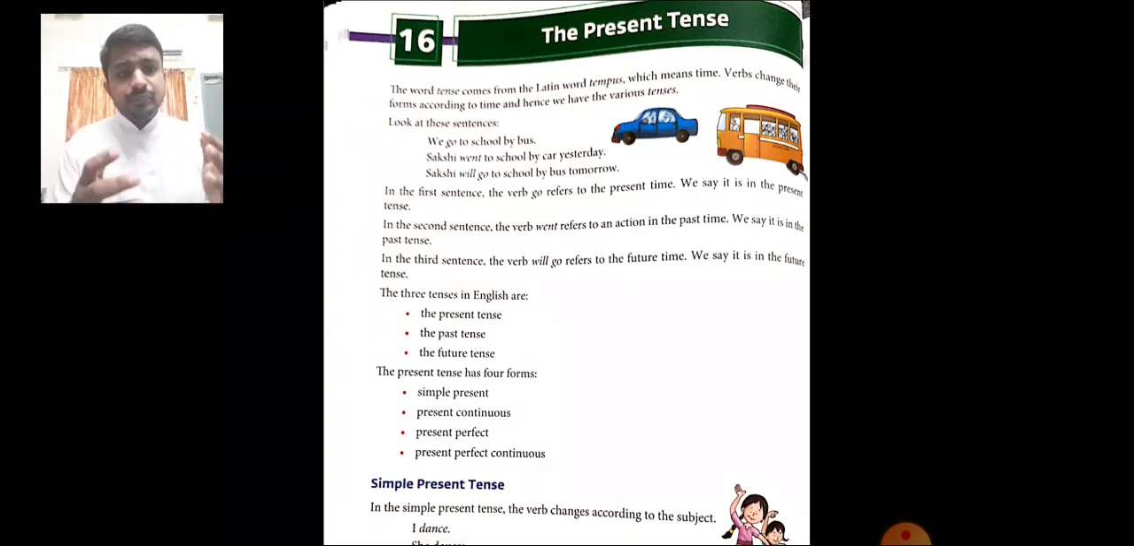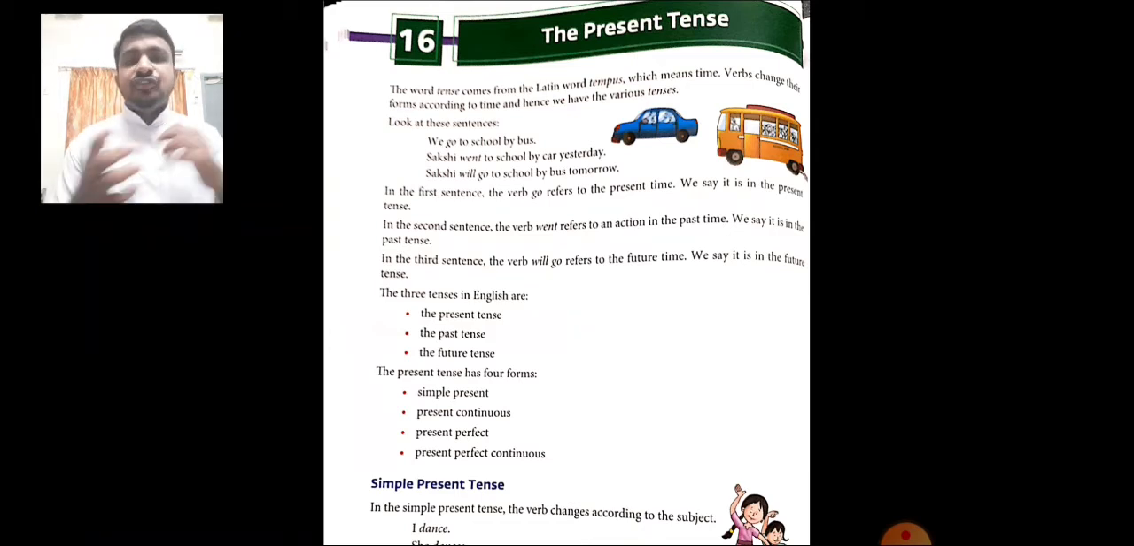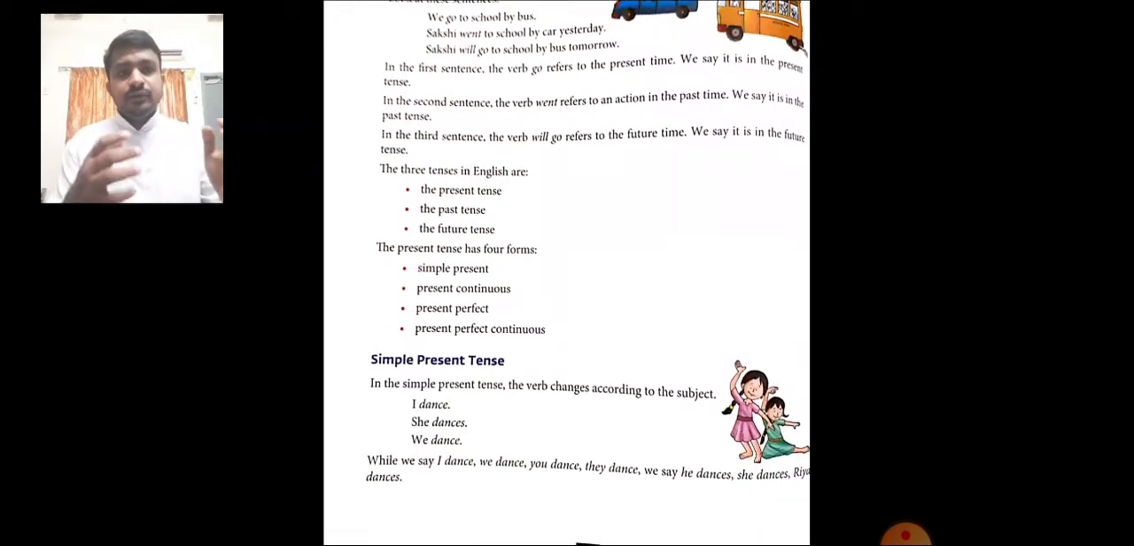And as I told you in the beginning, we are going to see in this chapter about the present tense and the four forms. The first form is simple present tense. In simple present tense, the verb changes according to the subject. For example, with I we use I dance, she dances, we dance.